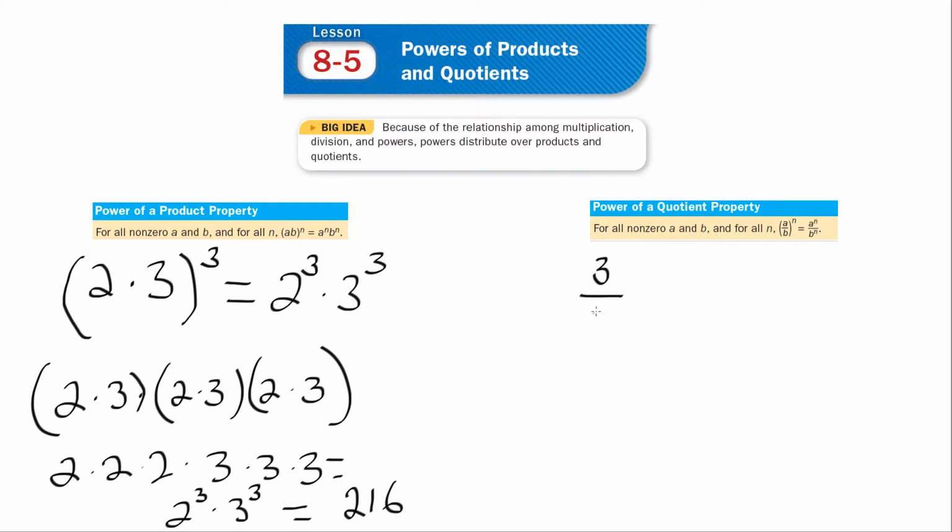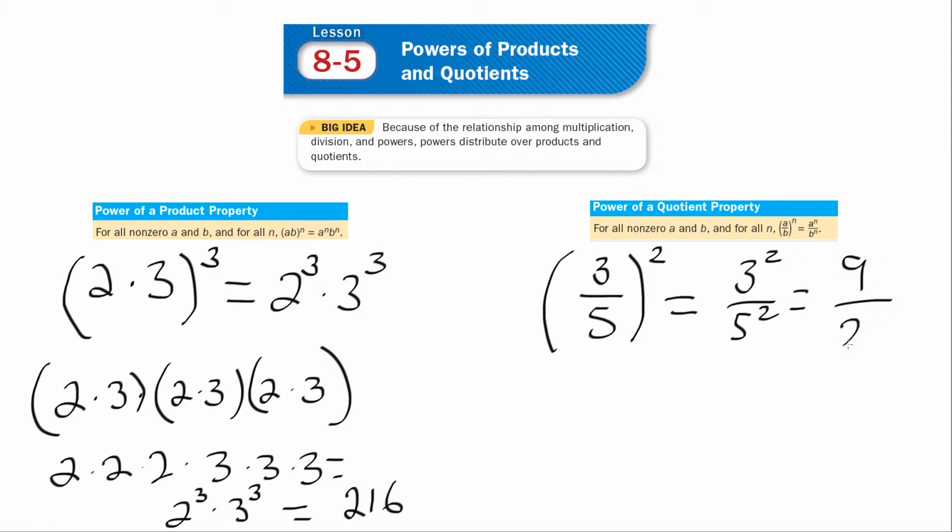And again, we'll write our fraction. We'll make this 3/5 squared, and what they're telling us is that should be equal to 3 squared over 5 squared, which should be equal to 9 over 25. And indeed, (3/5) squared is 3/5 times 3/5, and using multiplication of fractions, 3 times 3 is 9, 5 times 5 is 25, and we get that this works for the power of a quotient property.